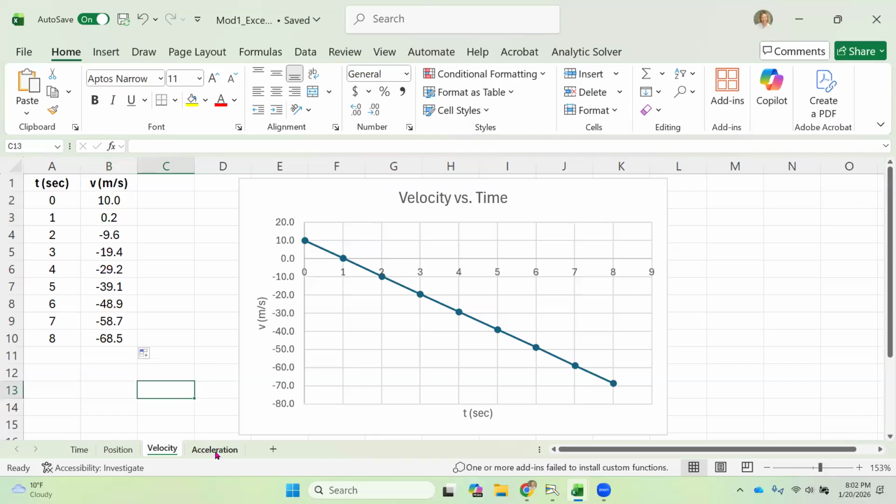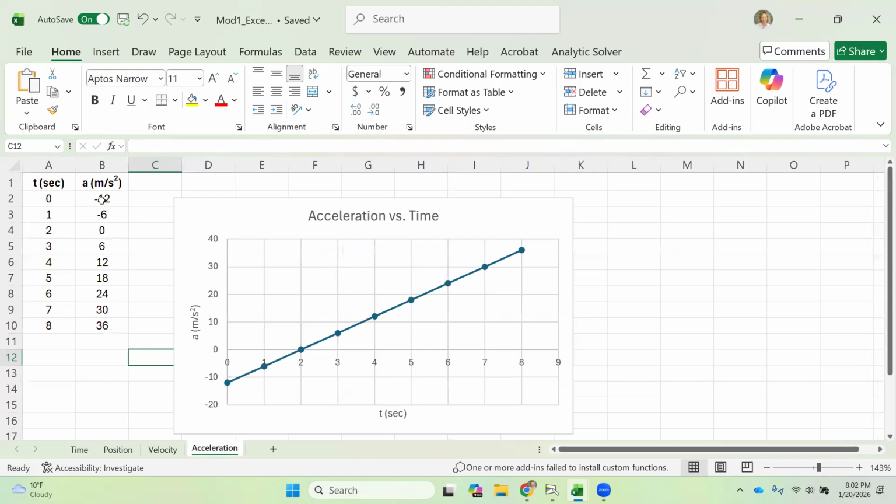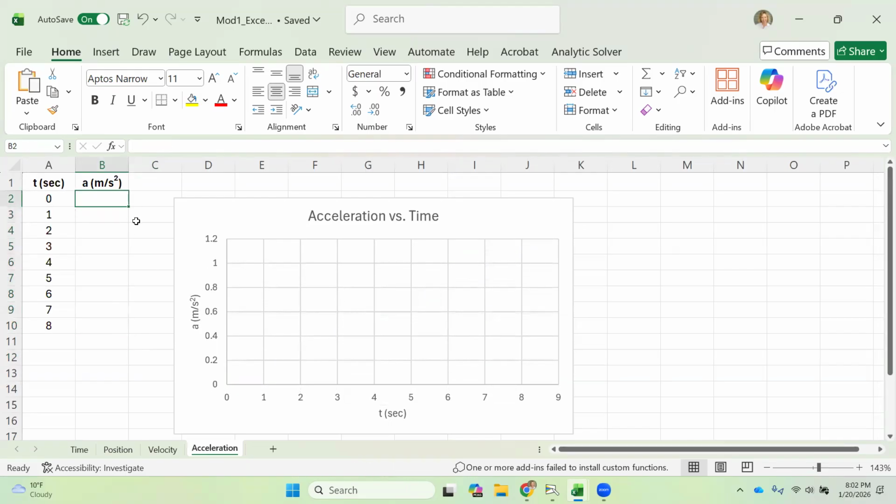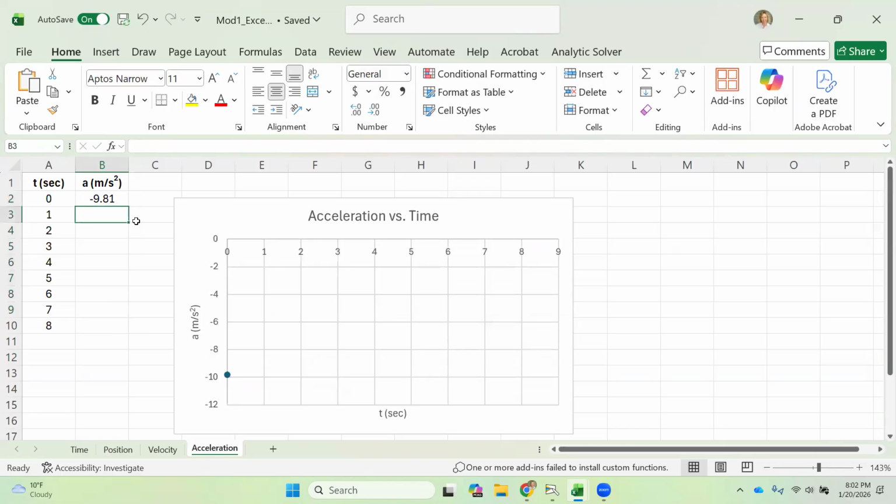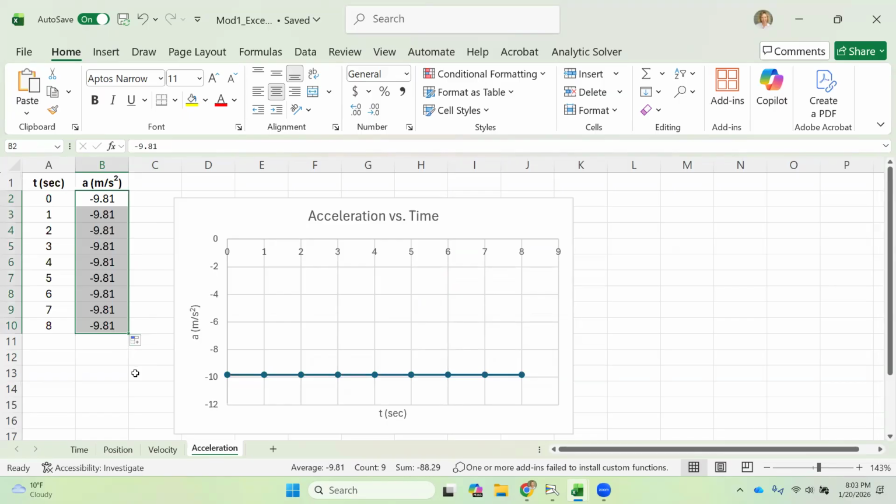And then my third curve is going to be acceleration. Now for acceleration, I'm going to get rid of these from the previous problem I did. I know that this is a negative 9.81 for all of them. So there isn't an equation here. It's just a value. It's constant acceleration. I'm just going to copy that down. And then the curve is just a straight line along that negative 9.81.